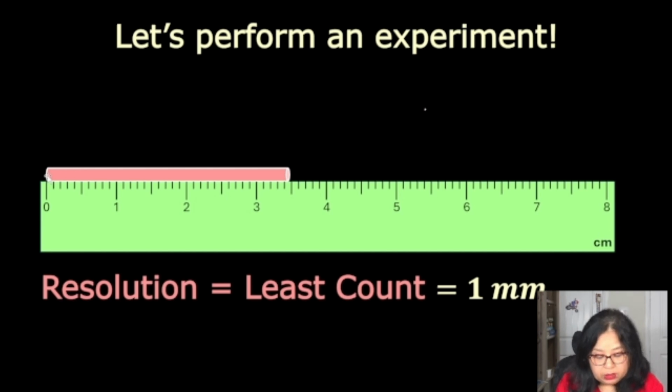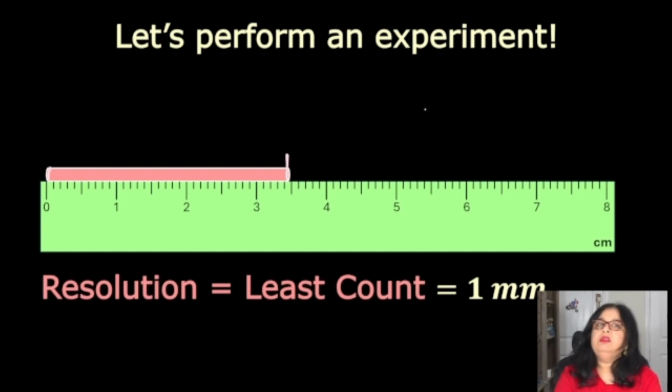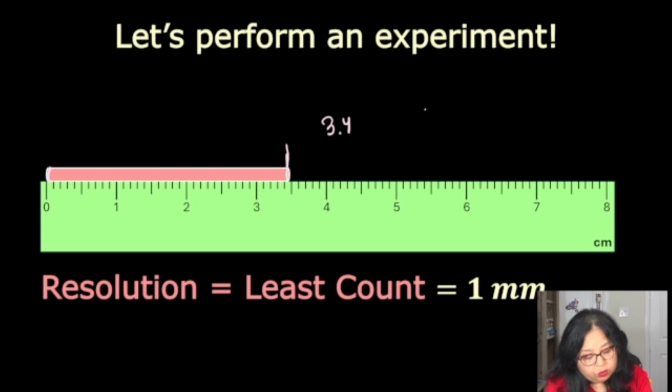To measure the length of this rod, what are you going to do? You're going to line up one end of this rod with the zero of the ruler and see wherever the other end falls. Now, this rod has the circular end over here. So it's not that easy to line it up with the zero of the ruler, is it? Not just that. The other end of the rod lies somewhere between 3.4 to 3.5 centimeters.